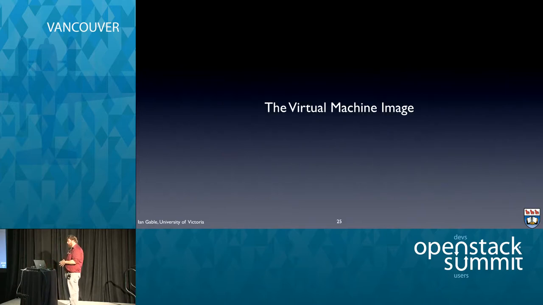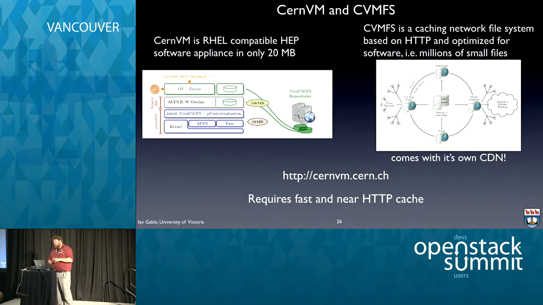So now I want to talk about the virtual machine image we use. We use an appliance that's a RHEL compatible appliance that's made by CERN. It's a tiny image. It's a 20 megabyte image when you download it. You can think about it a bit like CoreOS. However, it uses this thing called CVMFS, the CERN VM file system, and it's a file system designed around millions of small files that's really all about heavily caching and multiple levels of caching.